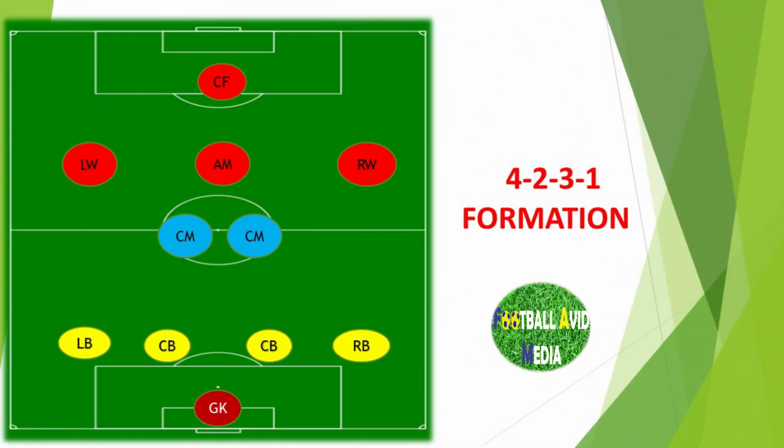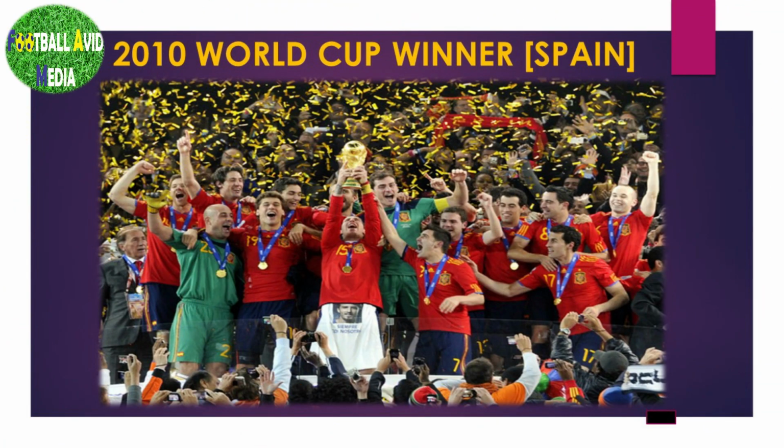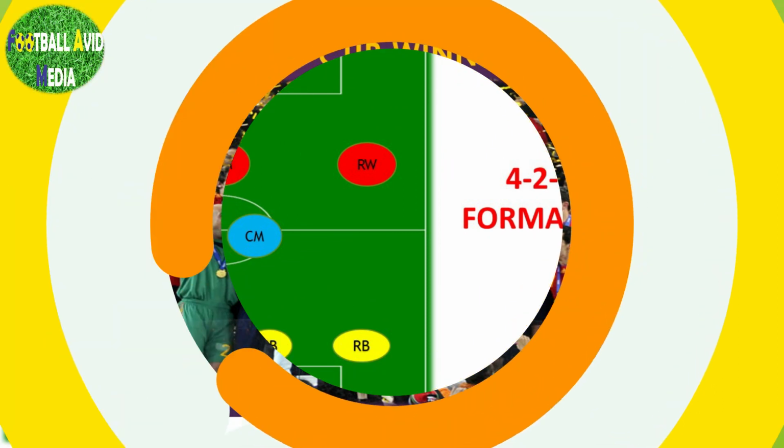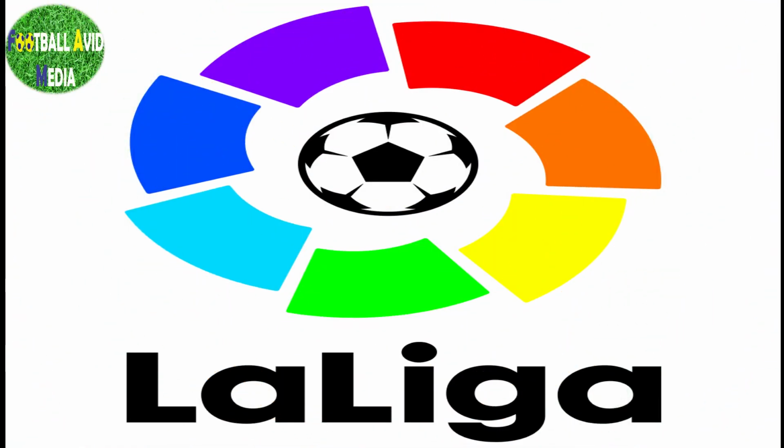Formation 4-2-3-1. The 4-2-3-1 formation is a modification of the 4-4-2 and was first widely used in top-flight football during the 2010 World Cup. In front of the four defenders and behind the solitary striker are two defensive midfielders and three attacking midfielders. This formation is used by many elite football clubs and is, for example, the most used system in the Spanish La Liga.